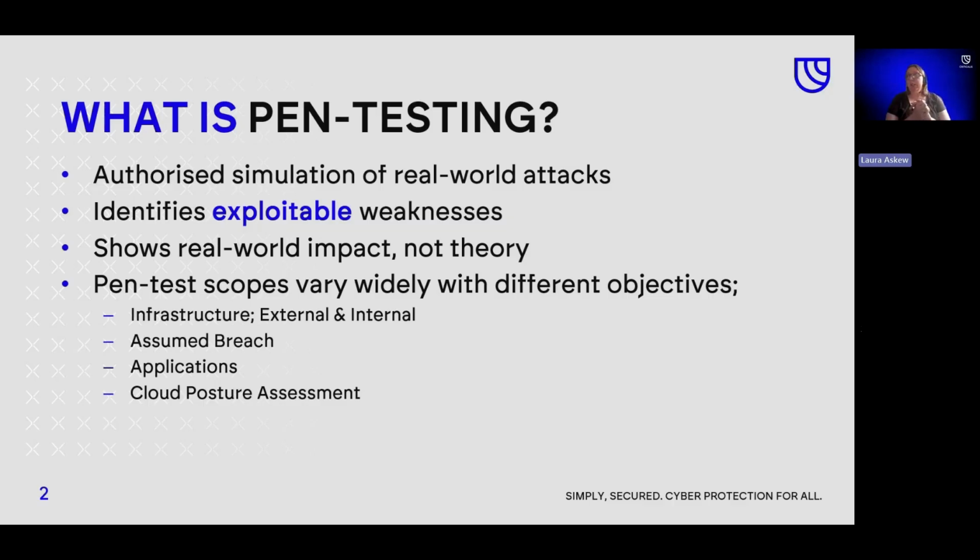So today we're going to look at automated pen tests, manual pen tests, so infrastructure, external and internal, assumed breach, applications and cloud posture, because they're the ones that we predominantly focus on because we think they're the ones that provide the most value.